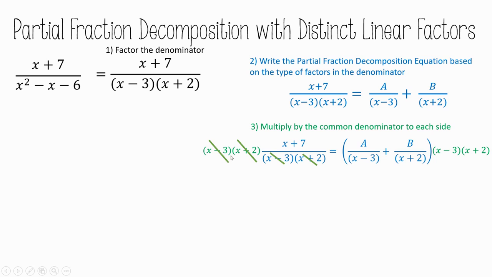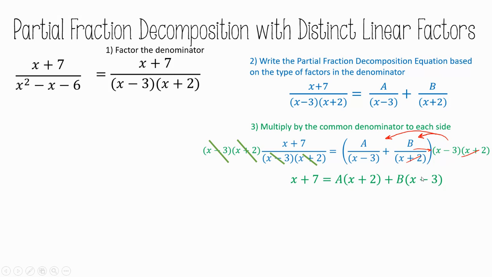So what ends up happening is these will cancel. So I'm just left with x plus 7. And here, when I distribute this whole term to A, what ends up canceling is the x minus 3, and I'm left with x plus 2. And when I distribute to here, my x plus 2 cancels, but B is left with x minus 3. So you can kind of see how that works, that the x minus 3 cancels for your A, so you're just left with x plus 2. And because it's getting distributed to both terms, then x plus 2 gets canceled, and B goes with x minus 3. Now that you've multiplied the common denominator, now we just have a linear equation.